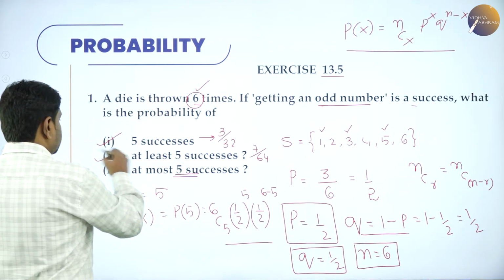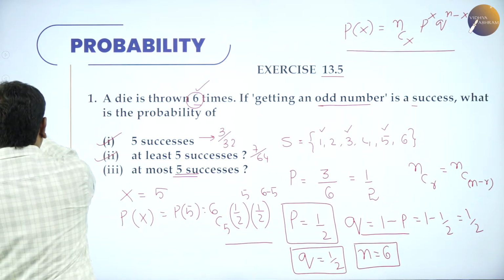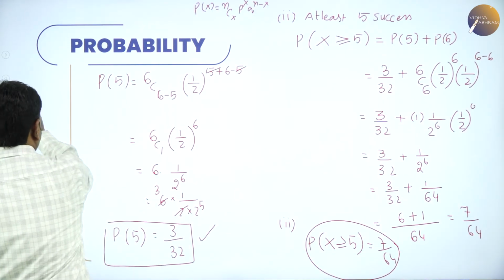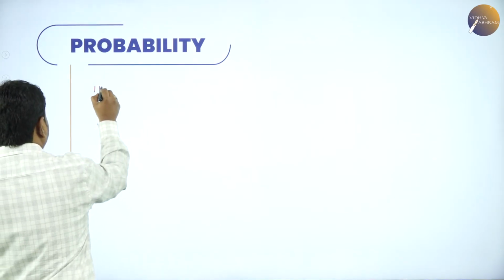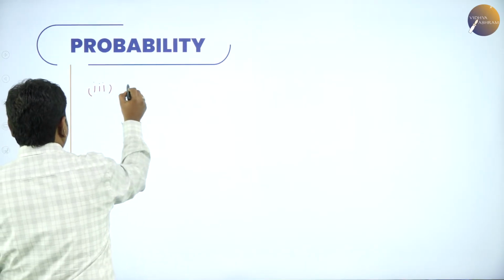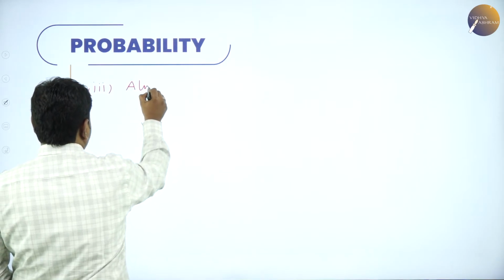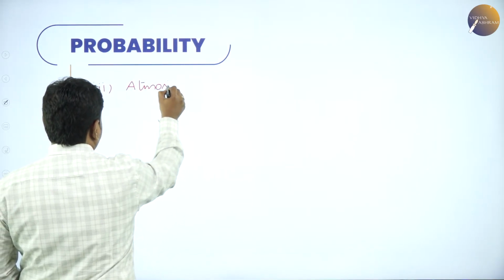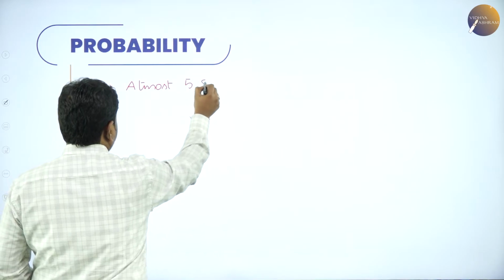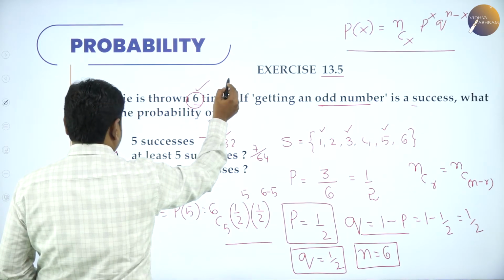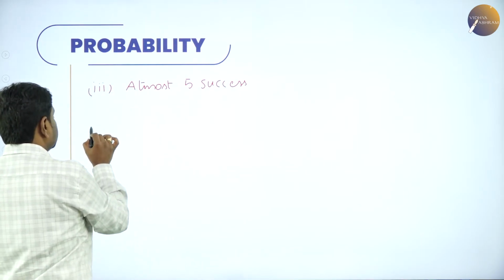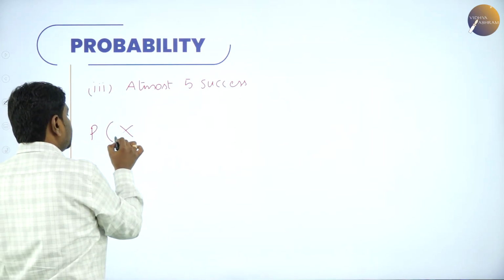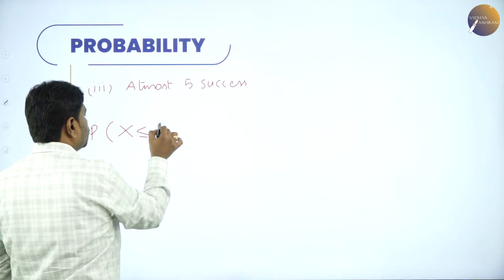Now we'll go ahead with the third case. So we have done first and second. Now we'll go to what? Third case, case 3. At most 5 successes. At most 5 successes means P of x less than or equal to 5.